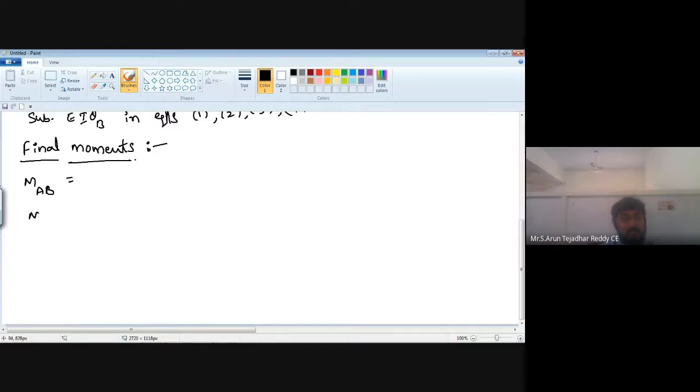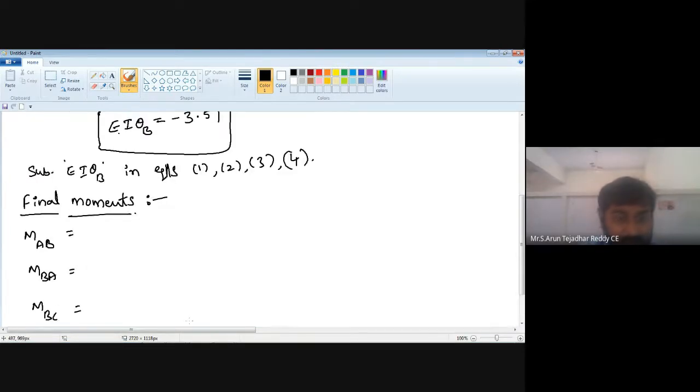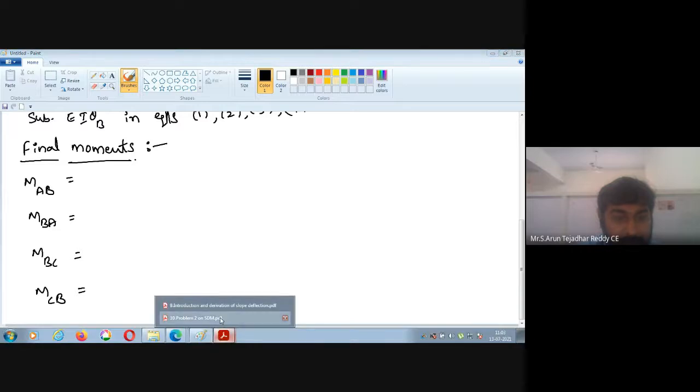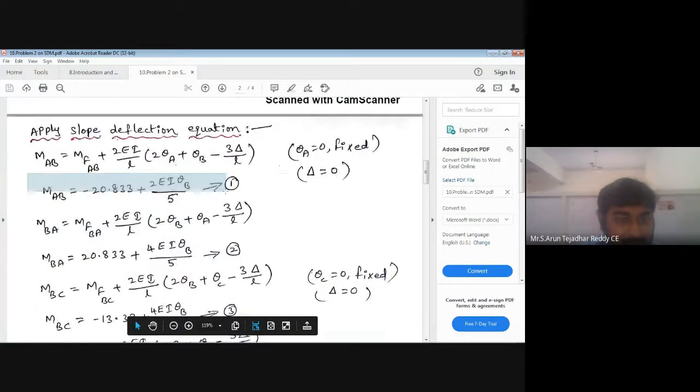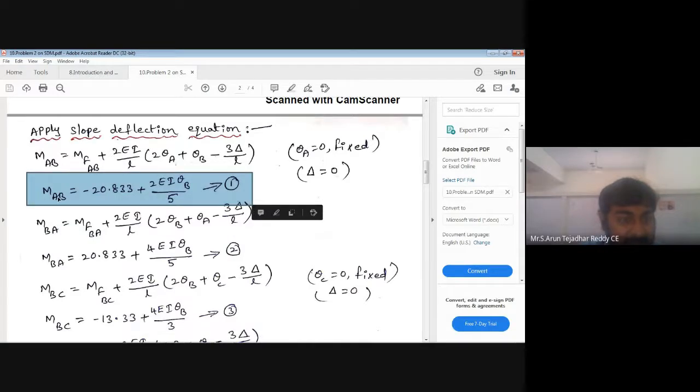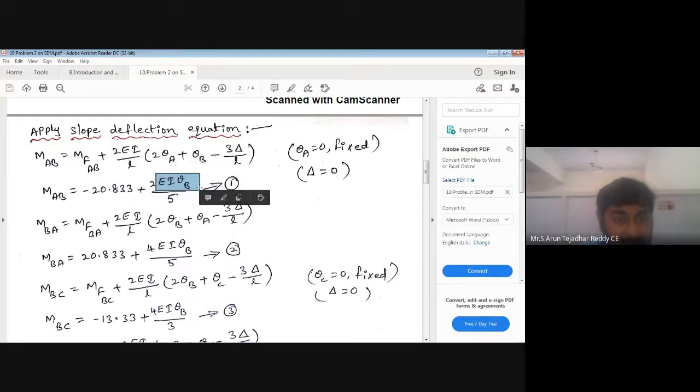Final moments: MAB, MBA, MBC, MCB. So it is very easy. I'll open up my PDF. See here, this is our MAB equation. In this MAB equation, in place of EI theta B, just substitute whatever value we got here, that is minus 3.51. Then we'll get the final moment for AB.